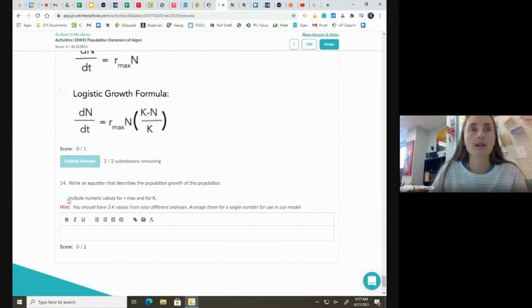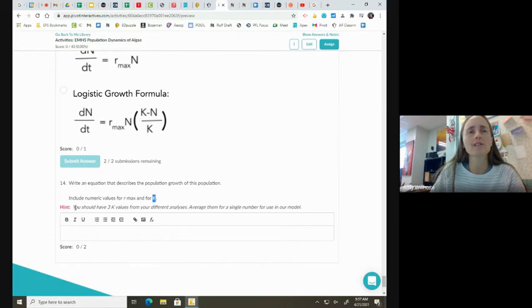So it says include numeric values for Rmax and for K. Choose the Rmax that you want. You can average all the growth rates. You can do the birth minus death divided by population size if you want to. I would just pick the growth rate at carrying capacity, but it's going to be a decimal, okay? Like 0.06 or something. And then K is just your carrying capacity.